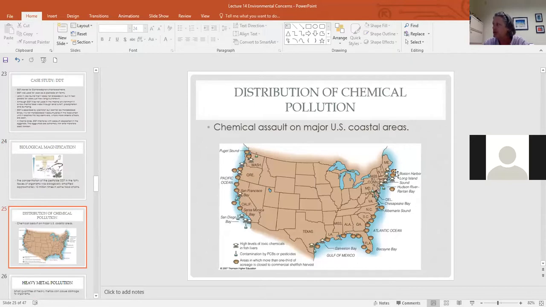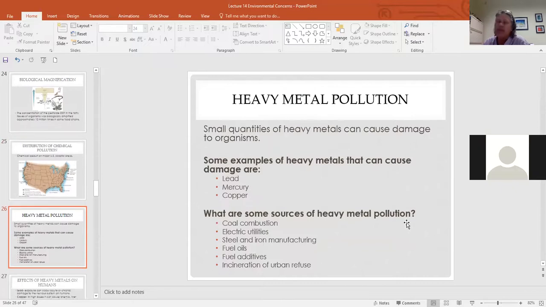So chemical pollution, you can see, is every place. You're not going to escape it. Every place on the coast has terrible chemical pollution. The one I grew up dealing with is heavy metals, and that's not the rock bands. That's lead, mercury, copper.